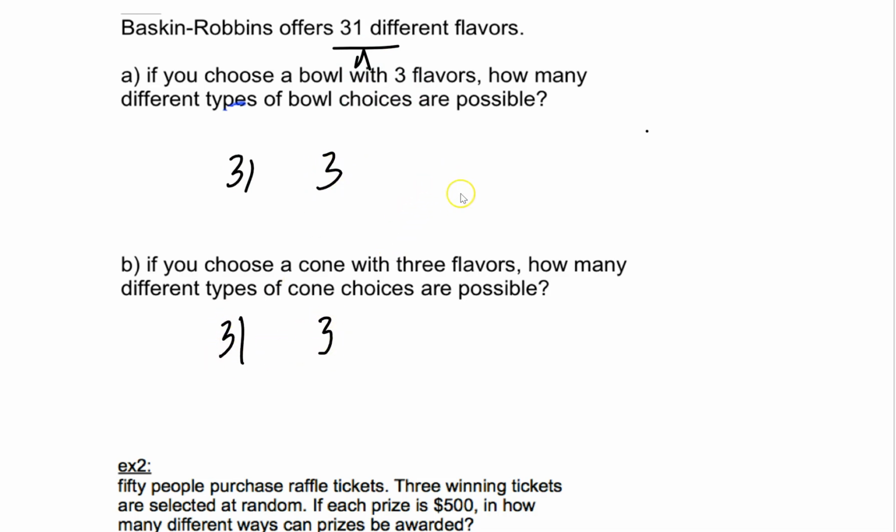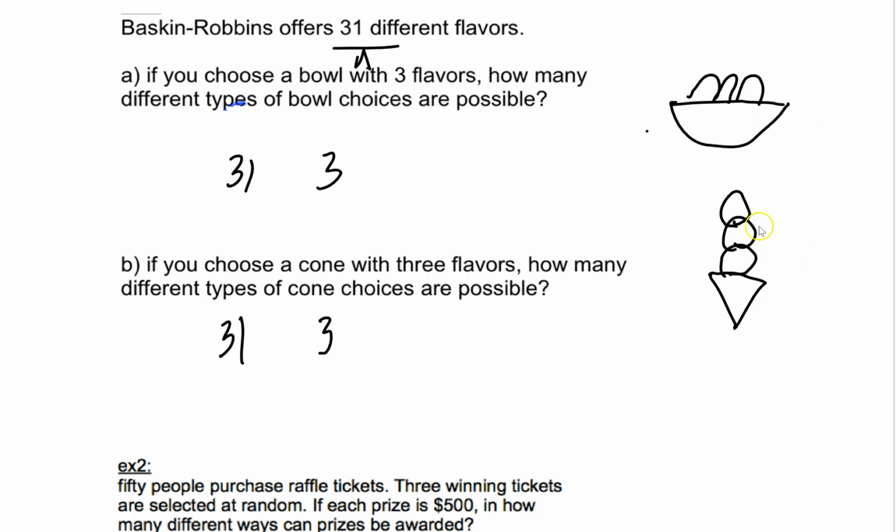But one of these is permutation, one of these is combination. So let's look at this. We have a bowl. That's my terrible rendition of a bowl. We have 3 flavors. And I have a cone with 3 flavors.